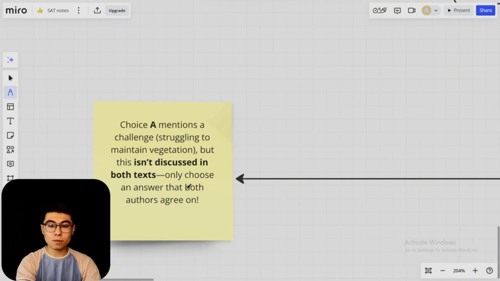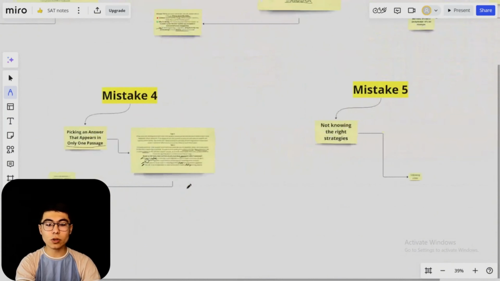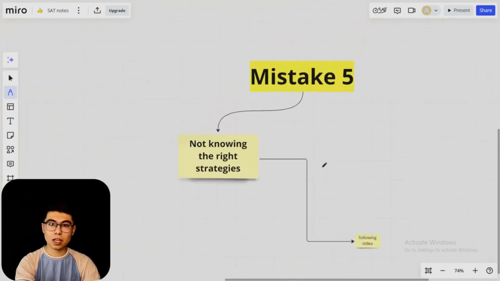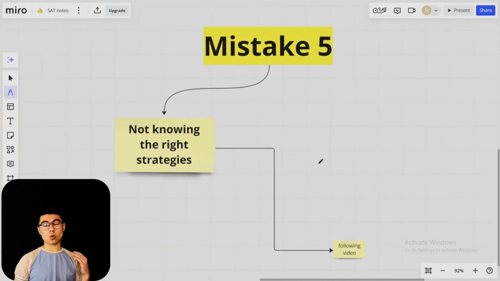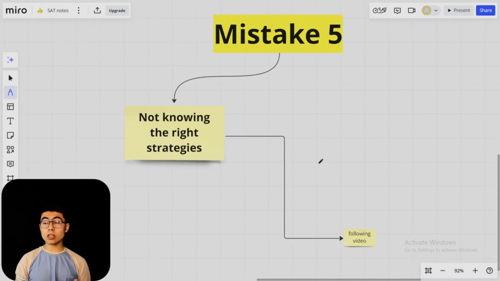Now let's move on to mistake number 5, which is not knowing the right strategies. If you really want to get a high score on the SAT, then I believe that you should know way more strategies. And in this playlist right here, I dive into so many strategies that you will need for different question types on the SAT. So make sure to watch that video.